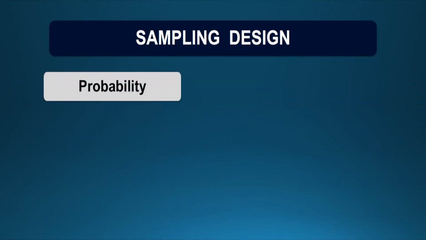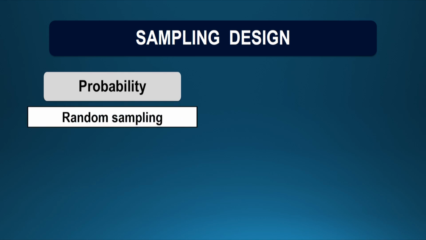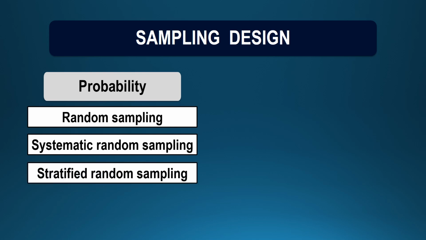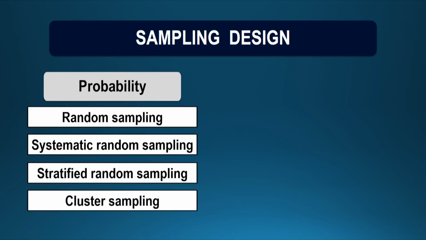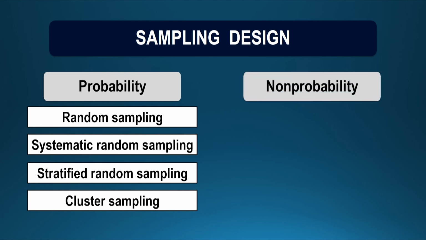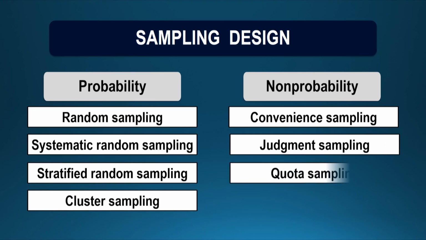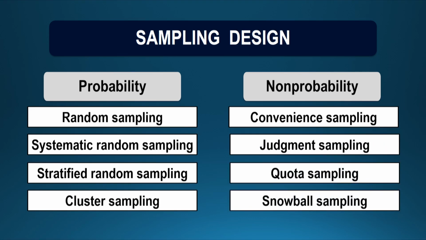There are two different designs of sampling. The first one is probability sampling, in which the different techniques are random sampling, systematic random sampling, stratified random sampling, and cluster sampling. Another type of sampling design is non-probability sampling, in which the different techniques are convenience sampling, judgmental sampling, quota sampling, and snowball sampling. So this is about sampling and different sampling designs.